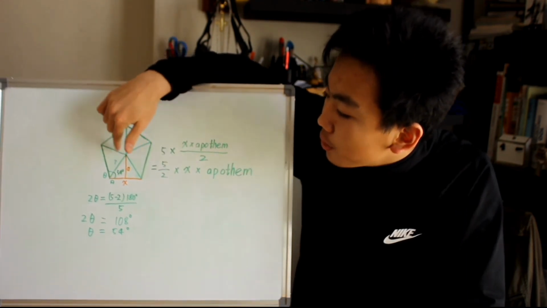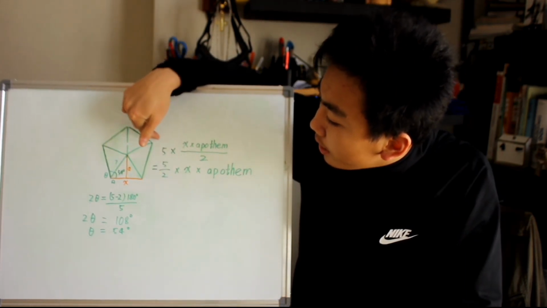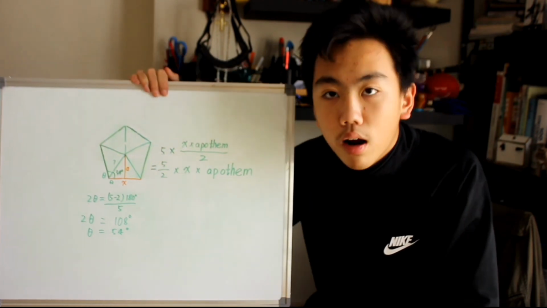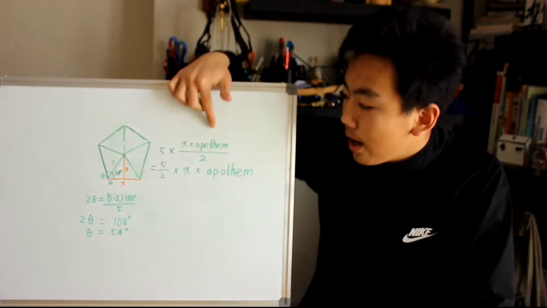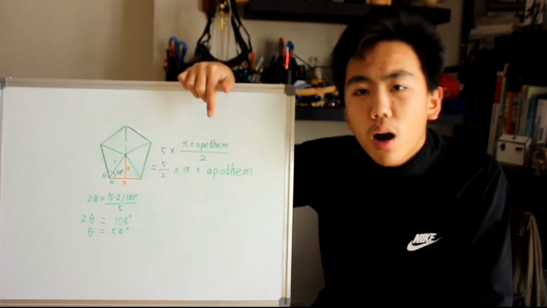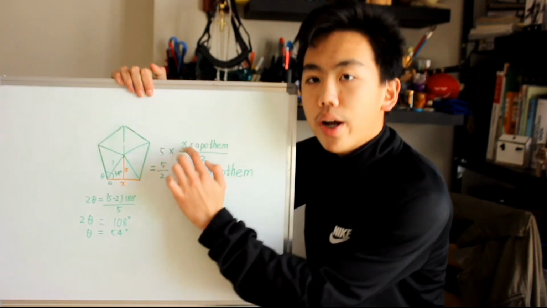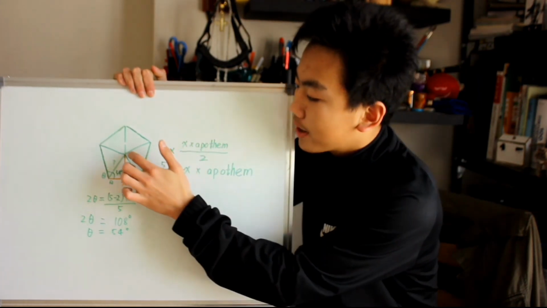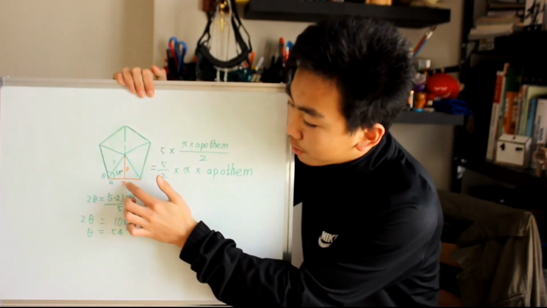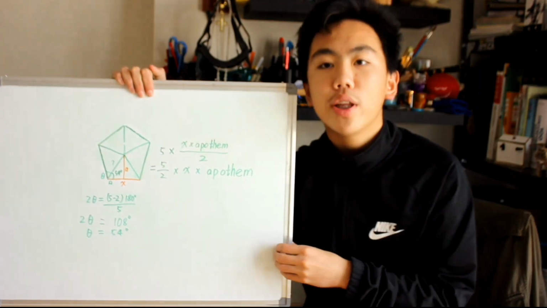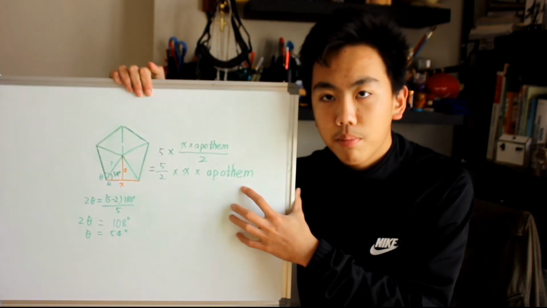First of all, we separate it into 5 identical triangles by linking each vertex to the center. Then we could do 5 times the area of each triangle. In our case, we have x, the side length, as the base of the triangle, and the apothem, the line from the center at right angle to the side, as the height. So now we need to substitute the apothem.